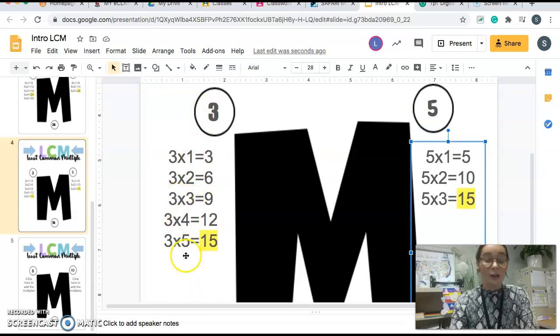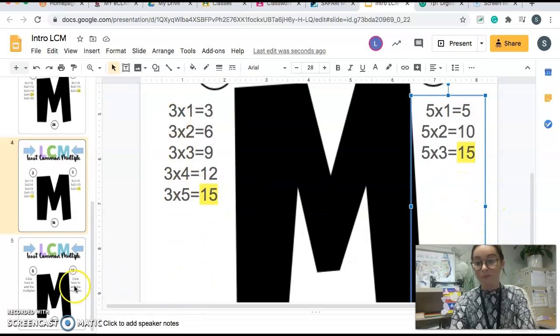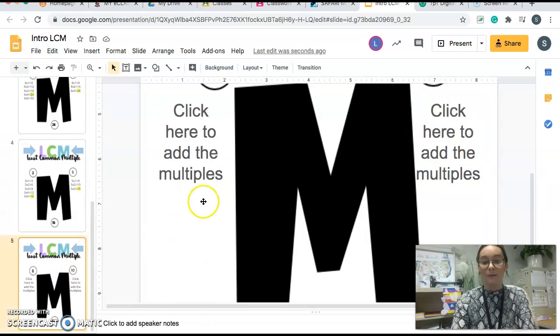So all you have to do is take your number and start multiplying it by 1, 2, 3, 4, 5, 6. You could probably stop at 5 or 6 and then do it on this side too. And then see if any of them are equal to each other. If you don't see any that are equal, keep multiplying. Keep going, okay?